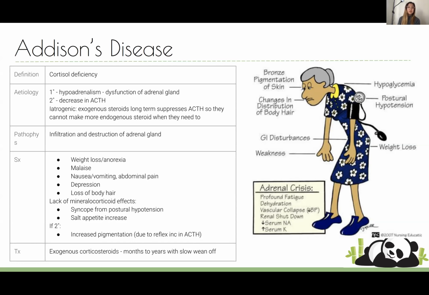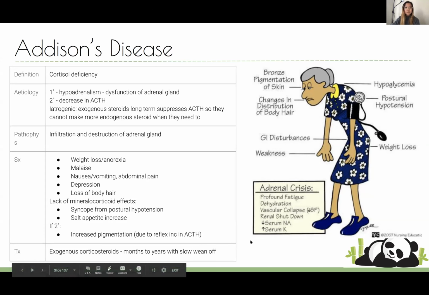For example, if they have something like rheumatoid arthritis and you need to suppress their immune system, then they can't make enough endogenous steroid when they need to, when they're taking off their medication. Symptoms, I'd say the most important ones to note would be weakness, bronze pigmentation due to a reflex increase in ACTH causing an increase in MSH. They get postural hypotension, weight loss, hypoglycemia, some GI disturbances such as nausea, vomiting, abdominal pain, depression as well. So just make sure that when you're giving people corticosteroids, you wean them off very slowly.